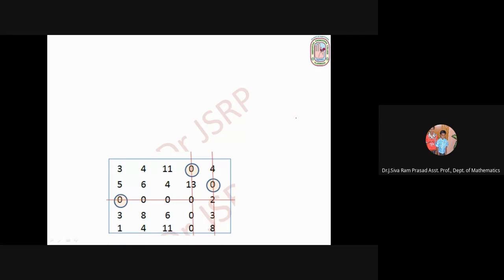Identify the minimum of uncovered entries. So what are uncovered entries? These 6 are uncovered entries and these 6 are uncovered entries. Among these uncovered entries, take the minimum value. So what is the minimum value? 1. So the minimum of uncovered entries equals 1.